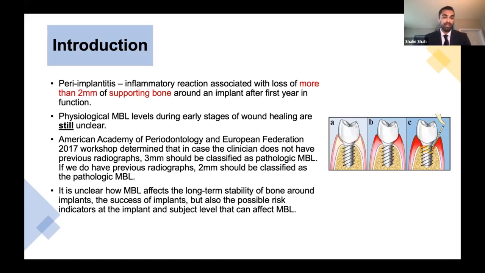But in 2017, the American Academy of Periodontology and European Federation had a workshop and determined that if a clinician does not have previous radiographs of the implant, then 3 millimeters should be classified as the pathologic MBL. But if we do have previous radiographs, then 2 millimeters should be classified as pathologic MBL. And although this is what was determined, there is still plenty of debate as to what thresholds should be followed.